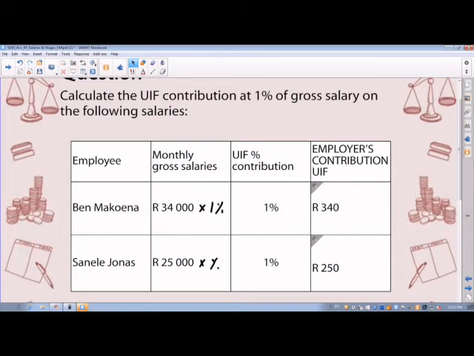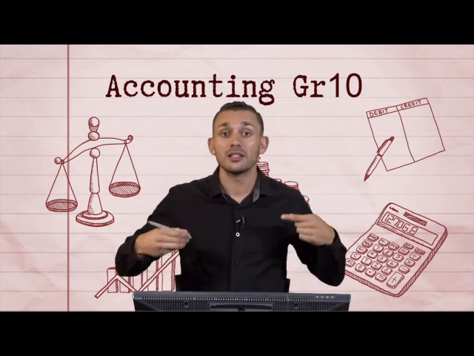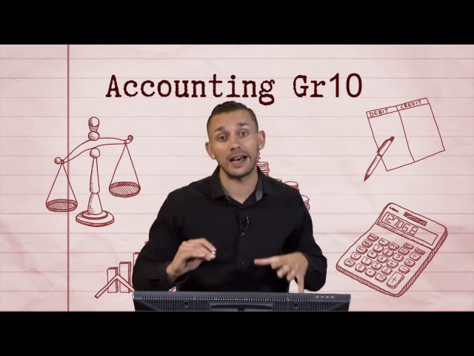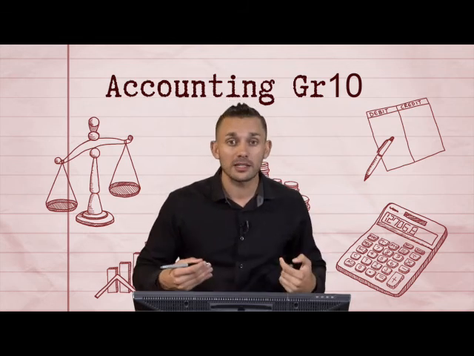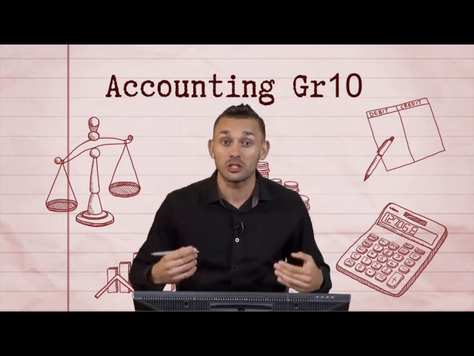Now that we've completed all of the deductions and contributions and we understand all of these things, we're going to jump into the salaries journal. I'm going to go with you step by step on how to complete the salary journal. It's a very nice journal. When you get it in an exam or a test, you should ace it. You should really get maximum marks here because it's not that difficult.